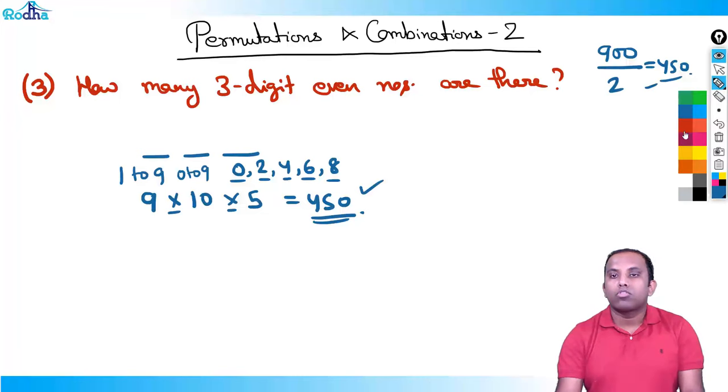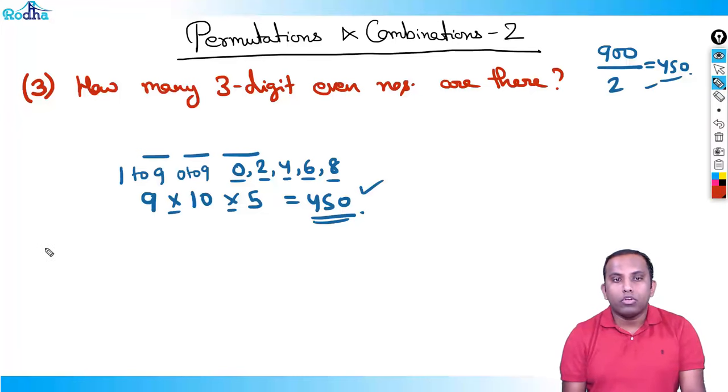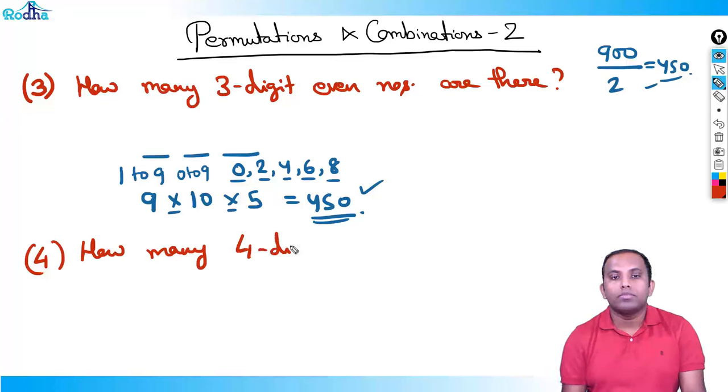Now, slowly, a bit difficult question, a bit difficult as compared to the three very easy questions we discussed. So fourth one, a little bit difficult. Palindromic numbers we'll discuss. How many four digit palindromic numbers are there?